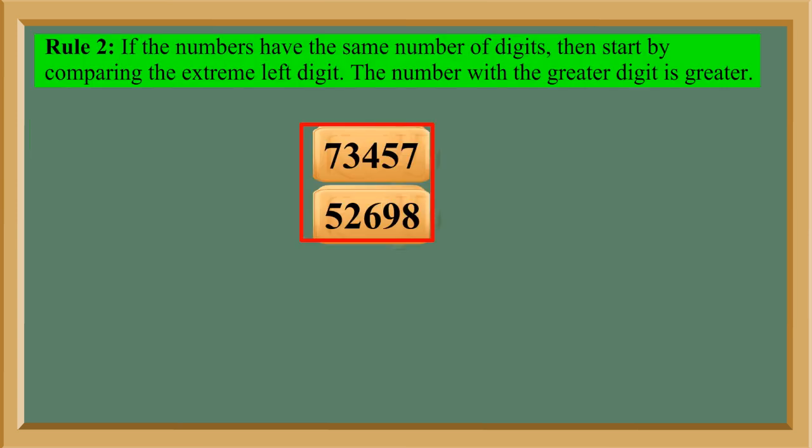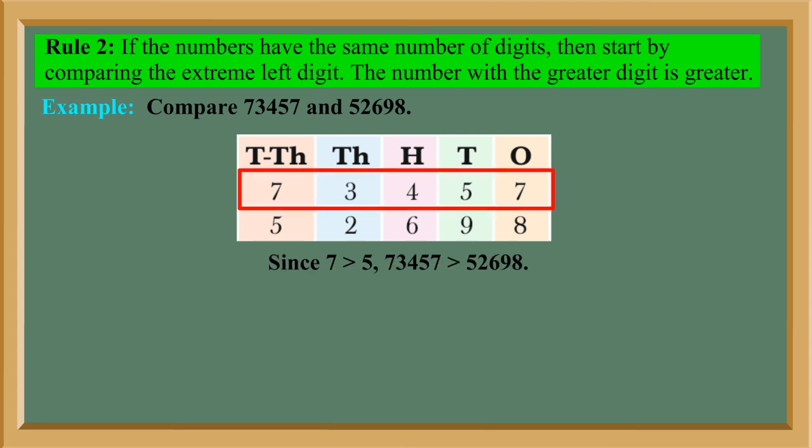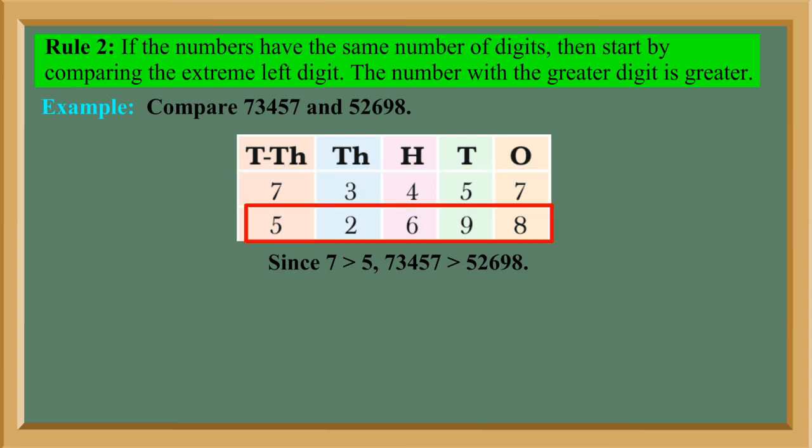Rule number 2. If the numbers have the same number of digits, then start by comparing the extreme left digit. The number with the greater digit is greater. Example, compare 73457 and 52698. Since 7 is greater than 5, 73457 is greater than 52698.